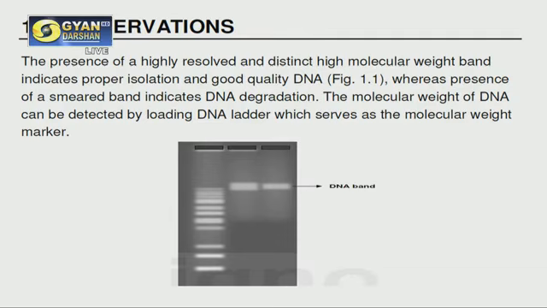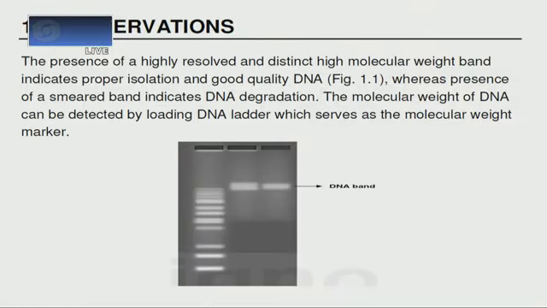If you have isolated your genomic or chromosomal DNA in a proper manner, then the figure should come like this: a sharp, distinct band. But if your DNA is degraded, then you will get a smear. That means the DNA has been fragmented, or broken into small fragments, and therefore you will not get this sharp, intense, intact band. This is the ideal picture expected for an intact genomic DNA.